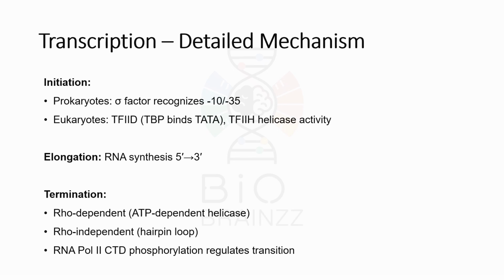Elongation occurs in the 5' to 3' direction, and termination in prokaryotes can be either rho dependent or rho independent. Additionally, phosphorylation of the CTD, the C-terminal domain of RNA polymerase II, regulates the transition from initiation to elongation. These differences between prokaryotic and eukaryotic transcription are very important for GAT-B.